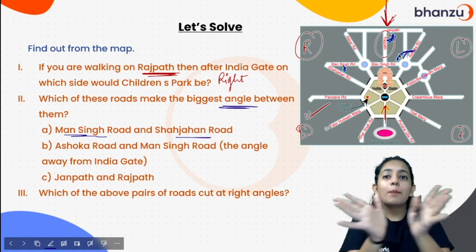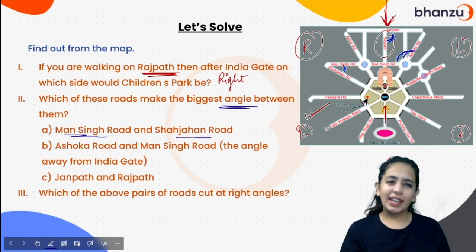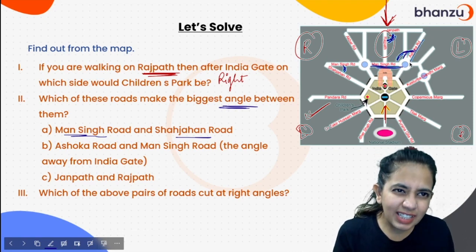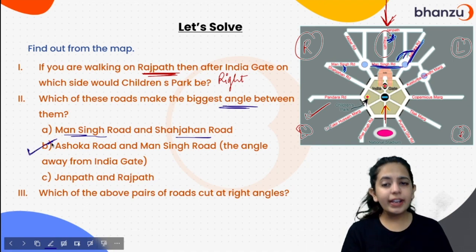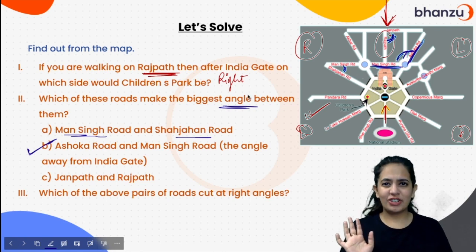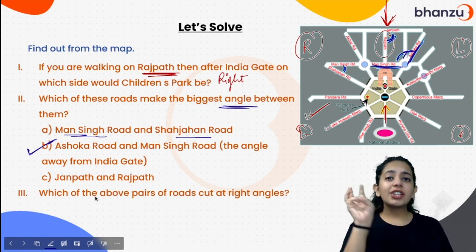So which space is more between the two roads? Yes, it is obviously these two roads, right? So therefore the answer to this question is Ashoka Road and Mansingh Road. This is the angle. It is already made in the question. You just need to spot out the greater one. That's it. Now, moving ahead to the third question.